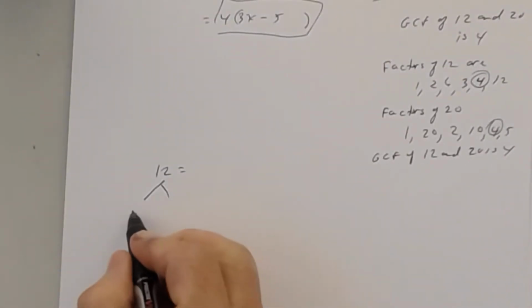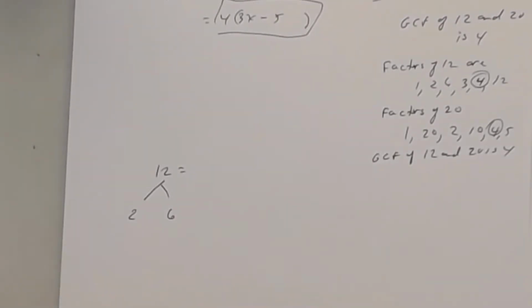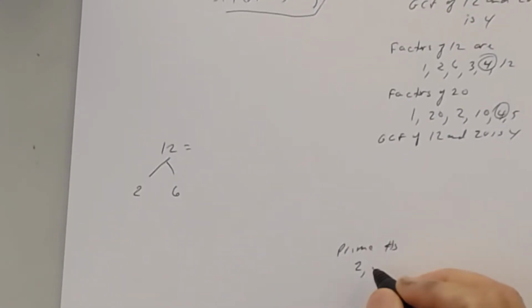So 12 is 2 times what? 6. And basically, you're looking to rewrite this in terms of prime numbers. So remember, your prime numbers are 2. What's the next one? In fact, the only even number that's prime is 2. 2 is the smallest prime number. 1's not a prime number.